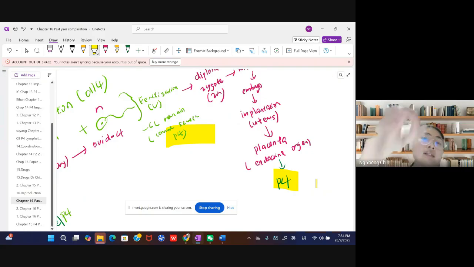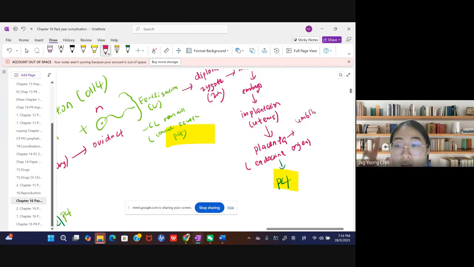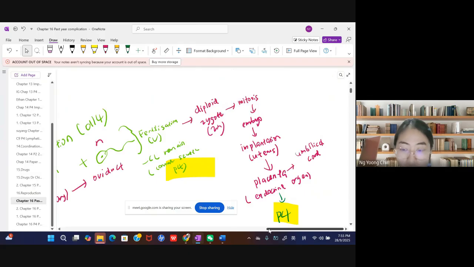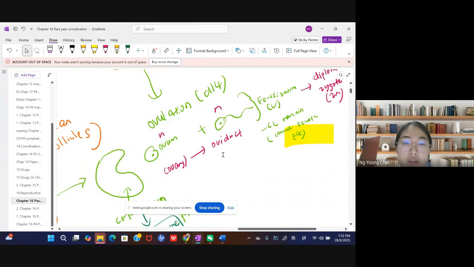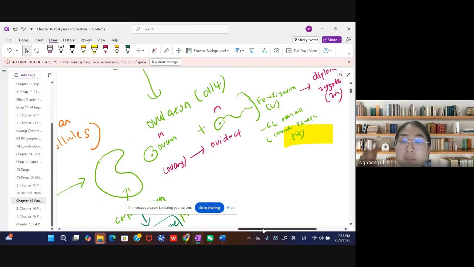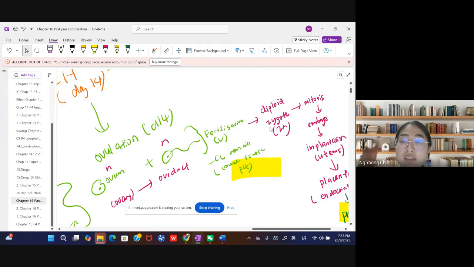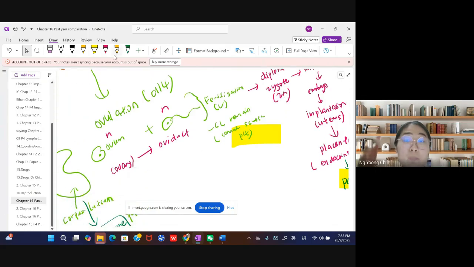Later this placenta will become the umbilical cord, 脐带. The umbilical cord helps to exchange nutrients and materials between the fetus and the mother. So here's the story. What happens if the fertilization fails? That means you don't form a zygote. What will happen?